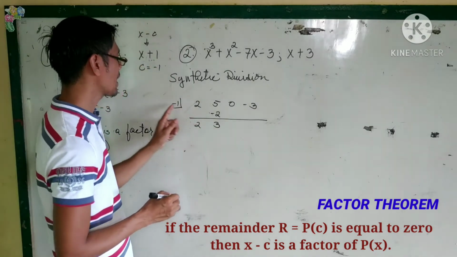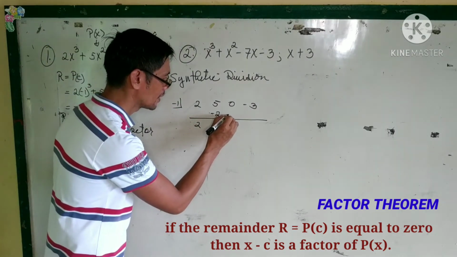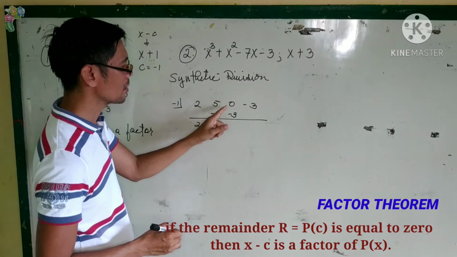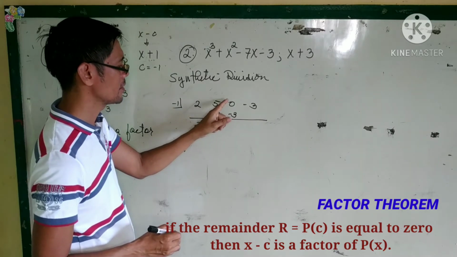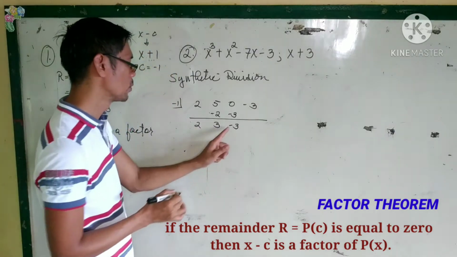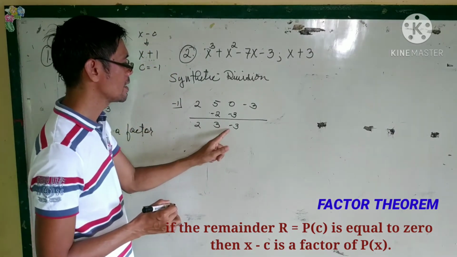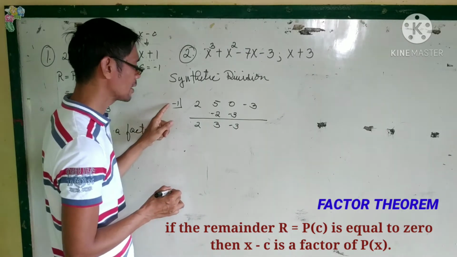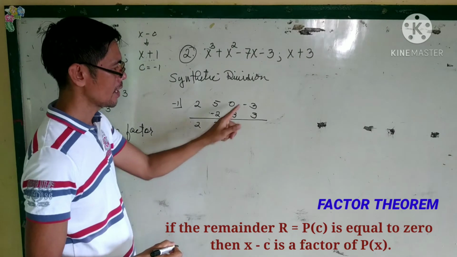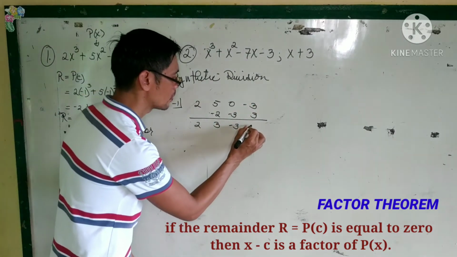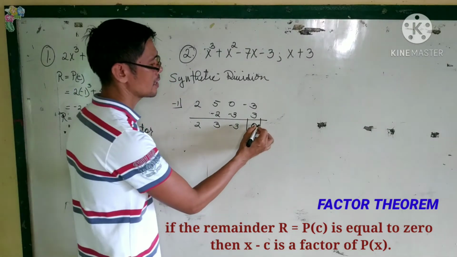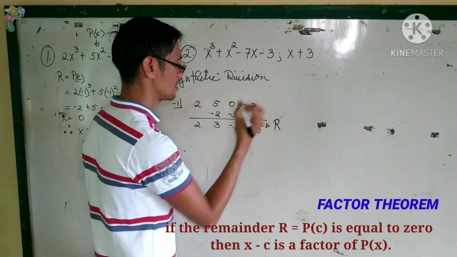Then, 3 times negative 1, we get negative 3. Again, add 0 plus negative 3 or 0 minus 3, we have negative 3. Multiply again to our C, negative 3 times negative 1. Ilagay ang result dun, that's positive 3. And negative 3 plus 3, we get 0. This last value here is our remainder.